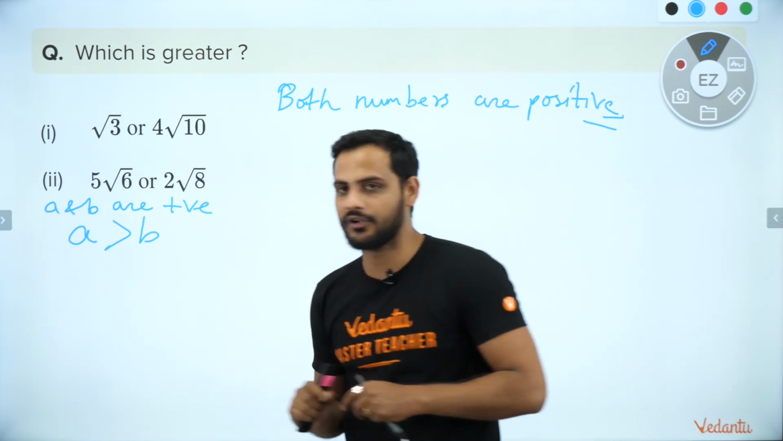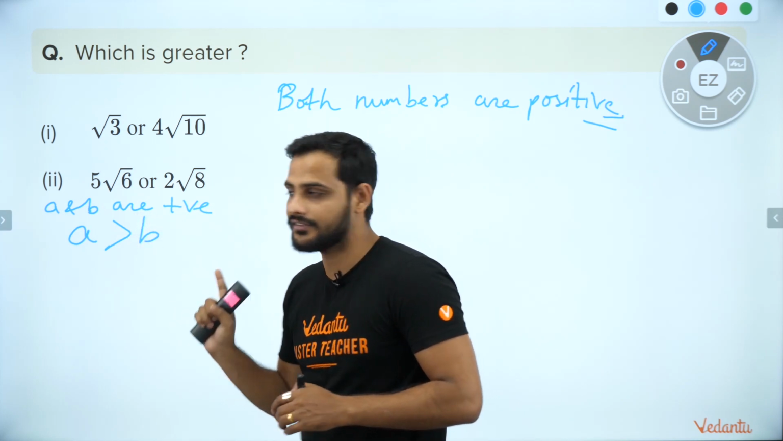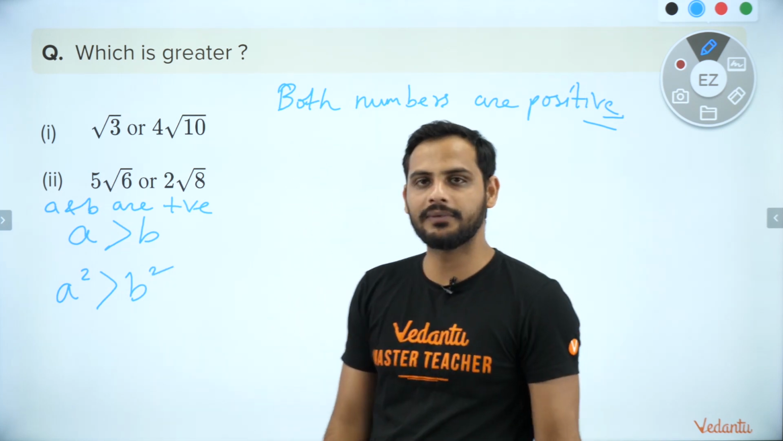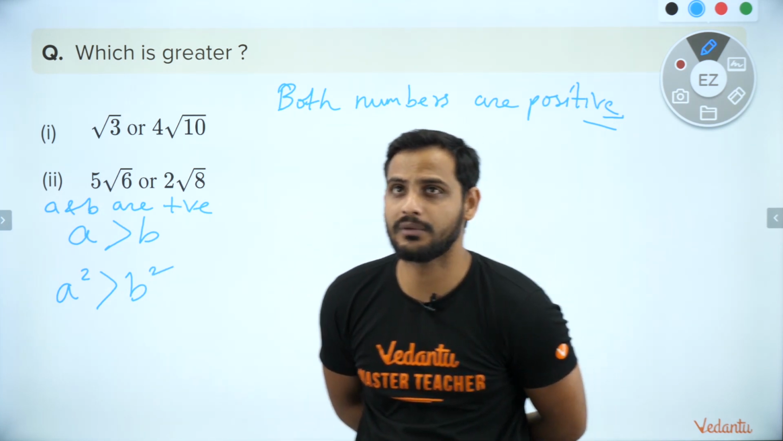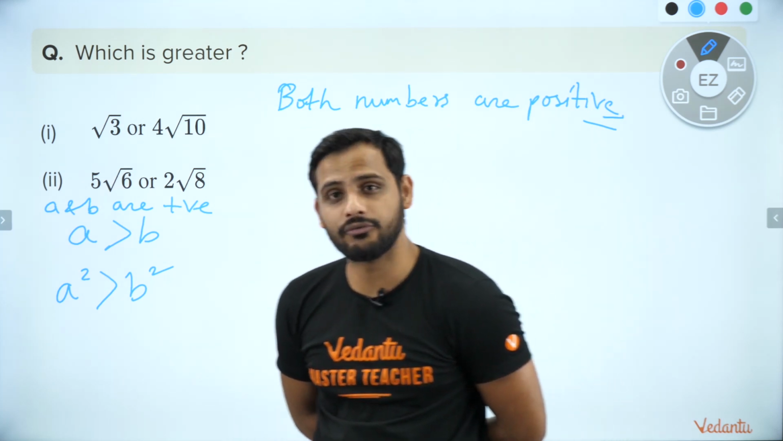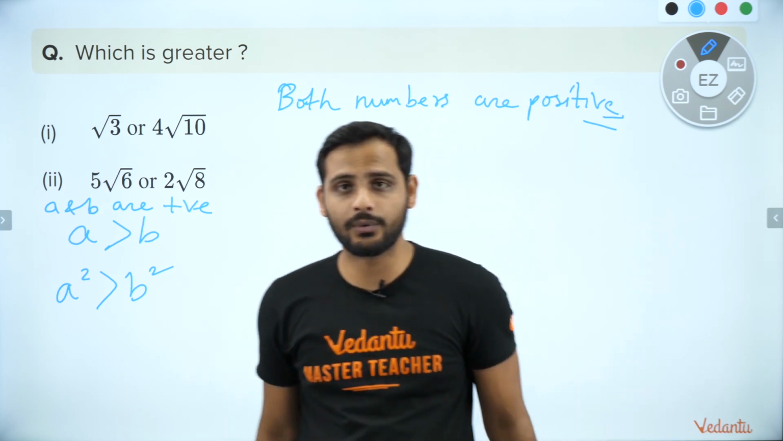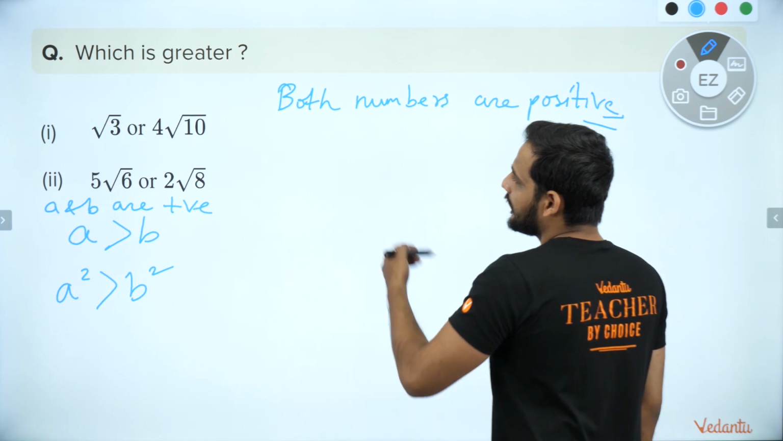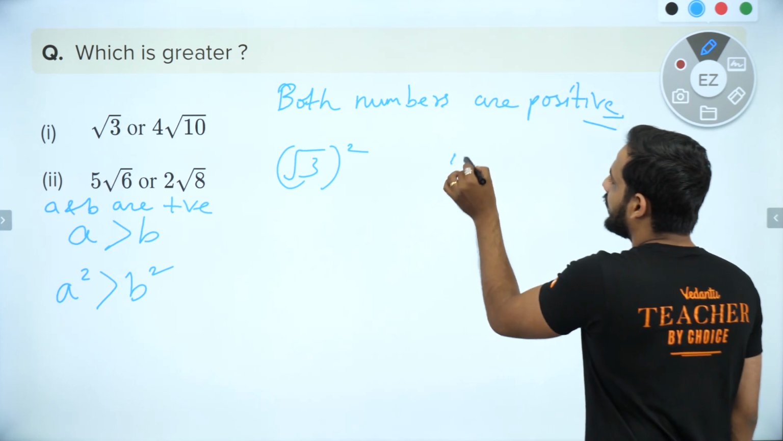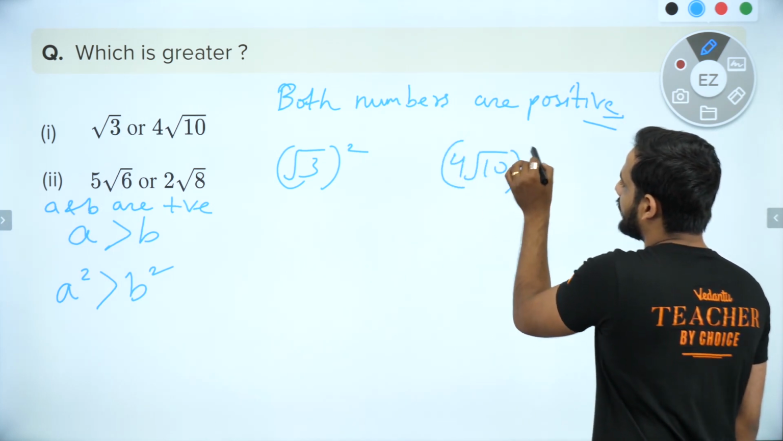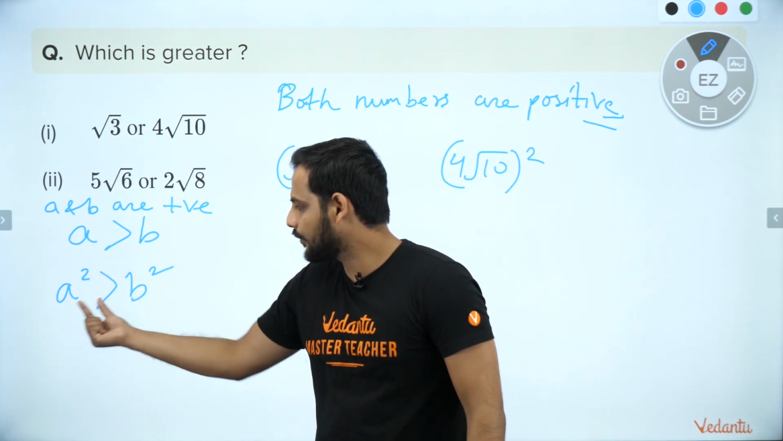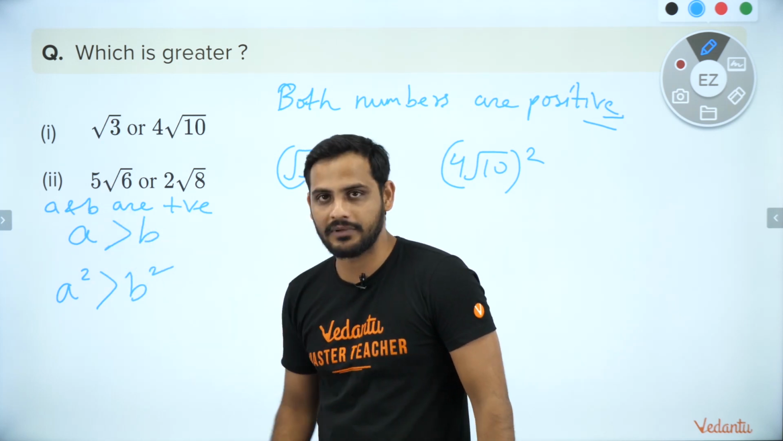So if A and B both are positive, you will say A greater than B. If A is greater than B, we will say A square will also be greater than B square. That means, suppose let us take two numbers 7 and 5. If 7 is greater than 5, the square of 7, 49, is also greater than the square of 5, which is 25. Okay, so this is what I'm trying to tell you. So that means, we don't know which one is greater, so let us square on both the sides. So root 3 square I have done here, and 4 root 10 I have done the square here. Okay, so if A is greater than B, A square is greater than B square. Opposite is also true. If A square is greater than B square, A will be greater than B if both A and B are positive.